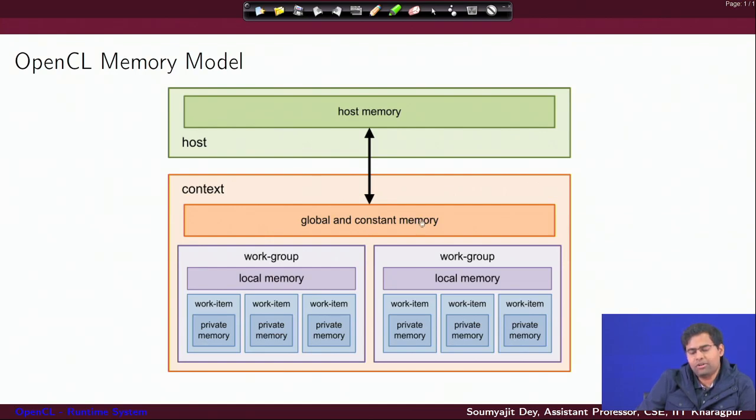They have global and constant memory, and I will have this notion of work groups executing on the scalar processors or processing elements, right. So, a work group will be constituting work items, and these work items will have access to their private memory, the shared local memory, and in the worst case they will also have access to the global memory in the context.